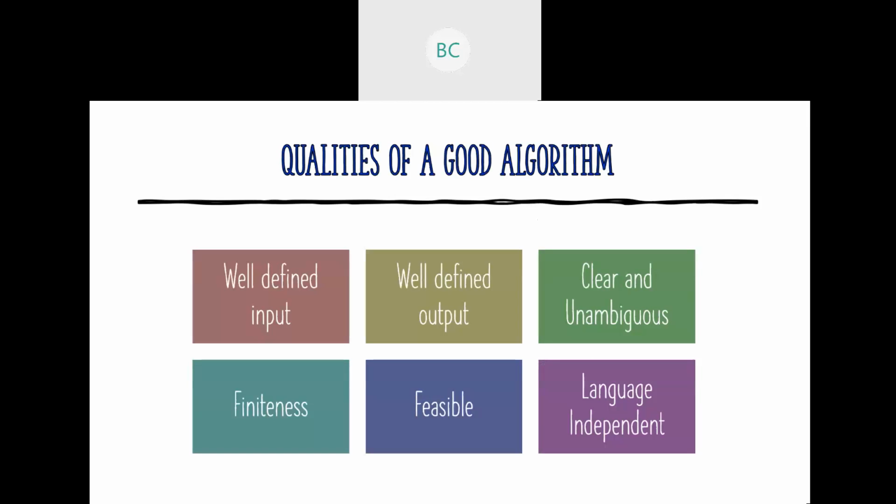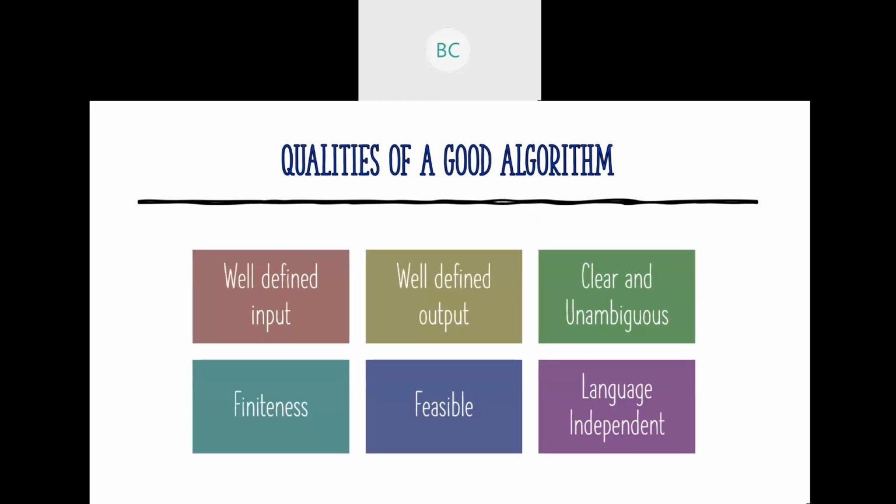Finiteness means your algorithm must terminate after a finite number of steps. It cannot just go on and on. It should have a definite number of steps. Then it should be feasible with the available resources. You cannot simply write an algorithm to solve a problem; you also have to look at the resources.